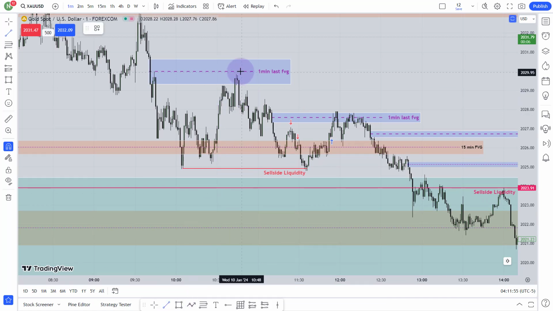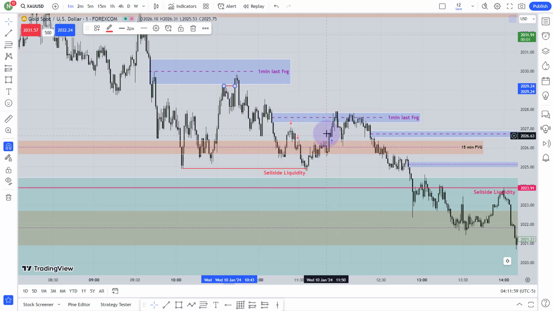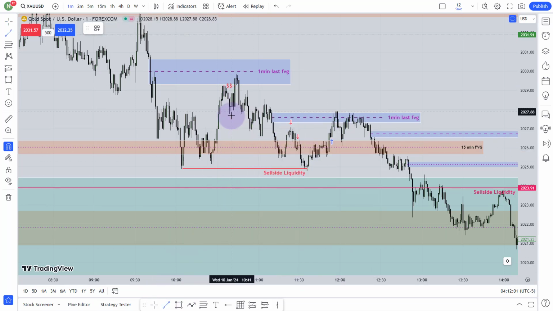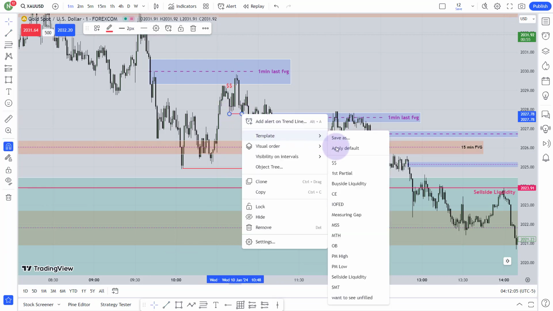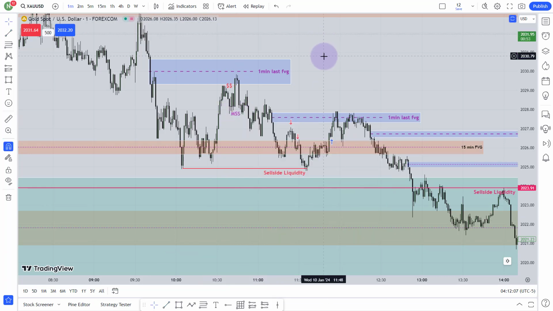See again, let me mark the setup over here. The market has taken the liquidity over there. I got the market structure shift over here. Though it's very small, it's a market structure shift. There is your fair value gap. So you can take your entry at that fair value gap, and that sell side liquidity will be your target.